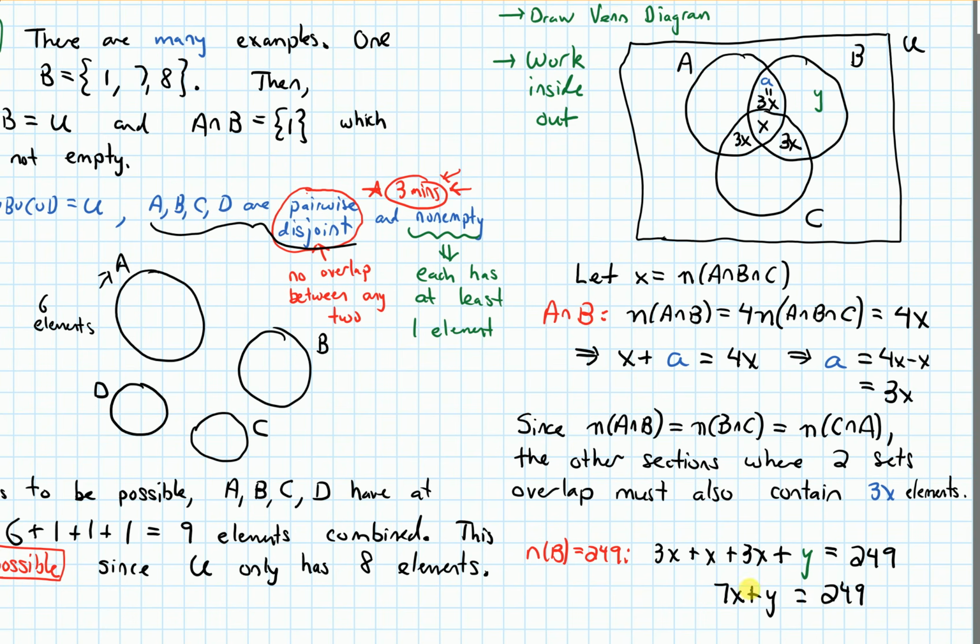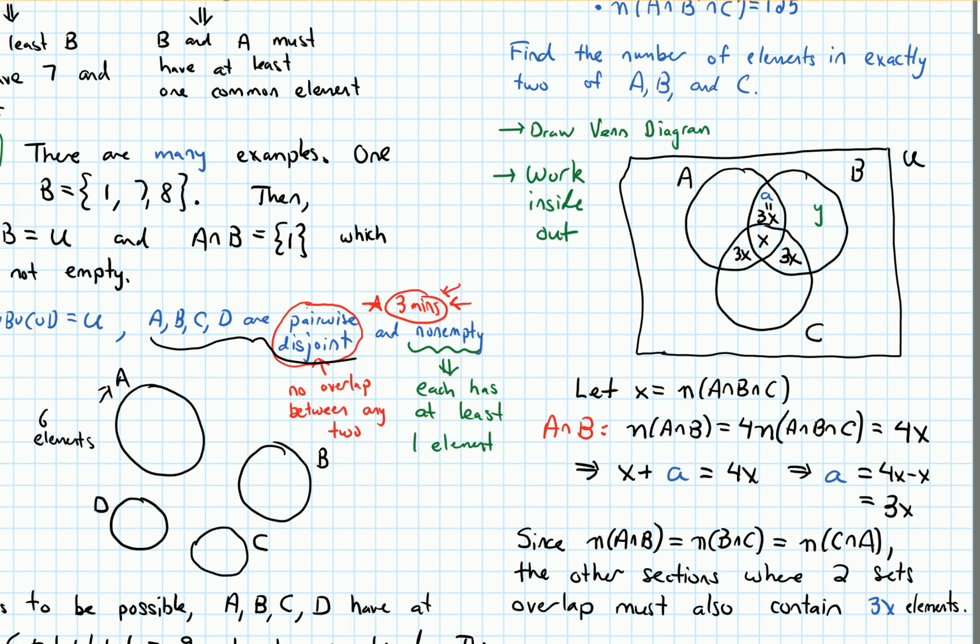Okay, so we have an equation with two variables. Usually to be able to solve for two variables, we need a second equation. So maybe one of our other conditions will give us that.